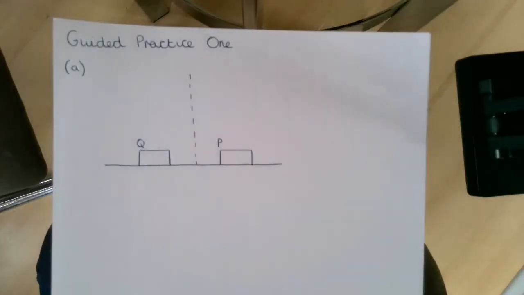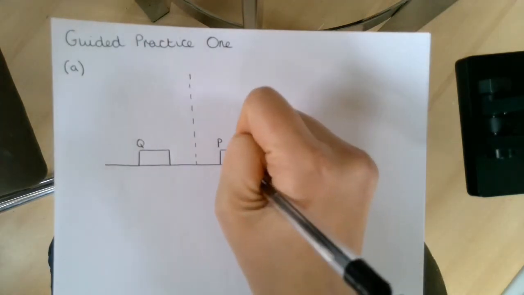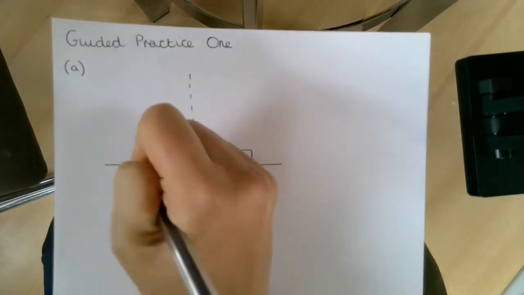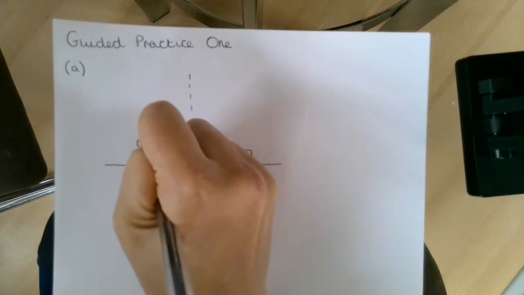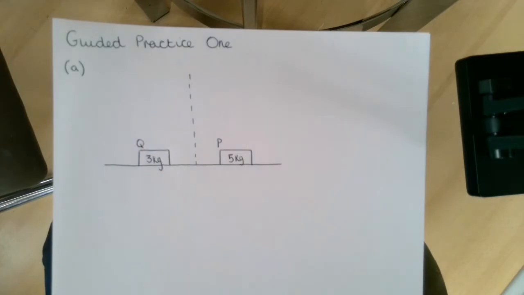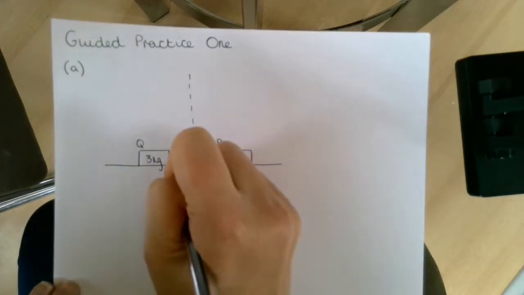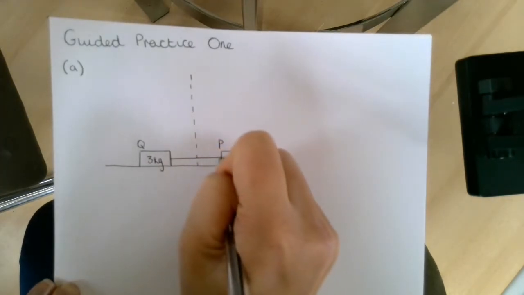For this example, we've got two connected particles, P and Q, with masses 5 kilograms and 3 kilograms respectively. So particle P, this one here, is 5 kilograms, particle Q is 3 kilograms. They're connected by a light inextensible string, so I'm just going to draw that string there.